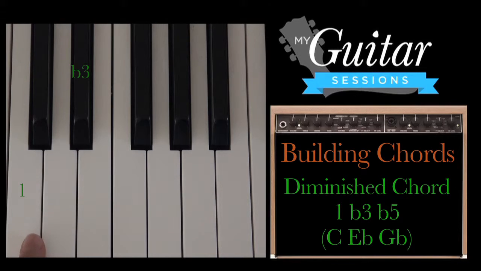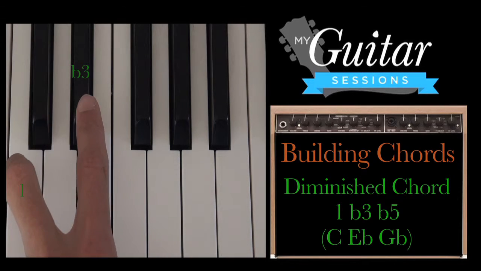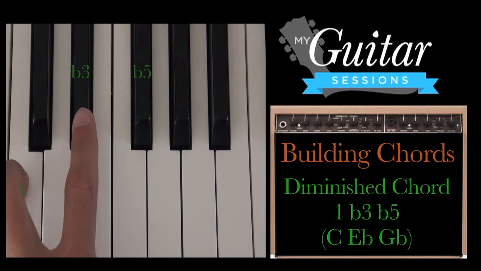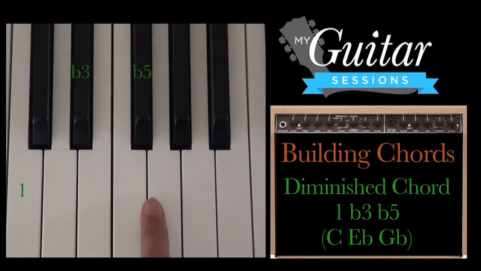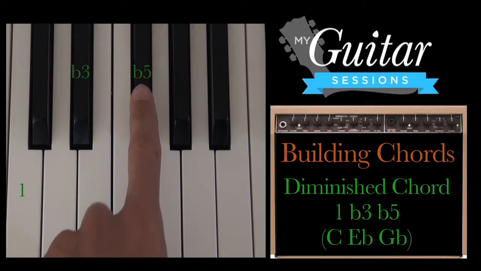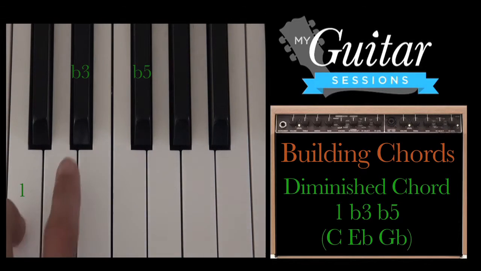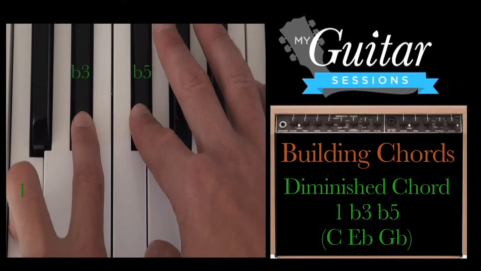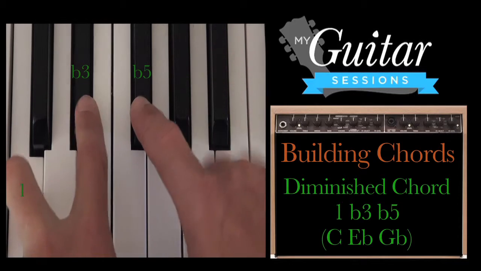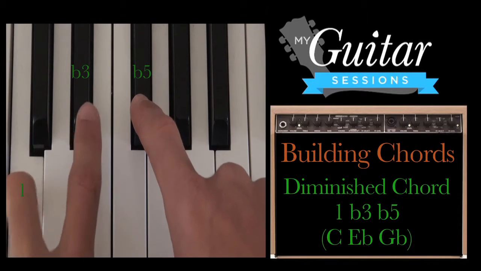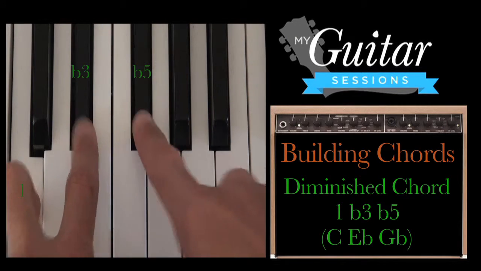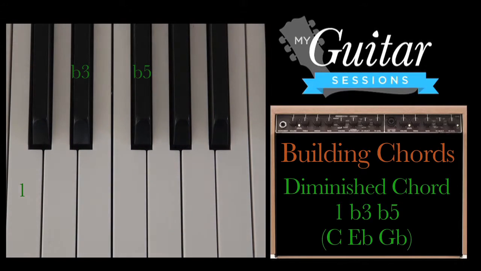So here we go. 1, C. Flat 3, if you know by now, is E flat, because it's 1, 2, 3, and move it a half step down. So we have E flat. And then our flat 5: F is 4, G is 5, right? 1, 2, 3, 4, 5. And then we've got to flat it. So we go down to a G flat right there. And now we're going to have the diminished triad. Okay, so there we go. That's a diminished chord. 1, flat 3, flat 5.